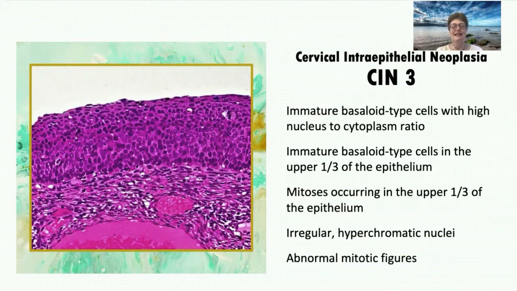Here we have CIN3. Now you notice these immature basal cells have filled up the whole epithelium. Like the other basal cells, they are hyperchromatic, pleomorphic, and because they're caused by HPV 16 and 18, they have atypical mitoses. Note, however, that there is no invasion into the underlying stroma. Here's the line between the epithelium and the stroma, and it's nice and regular.